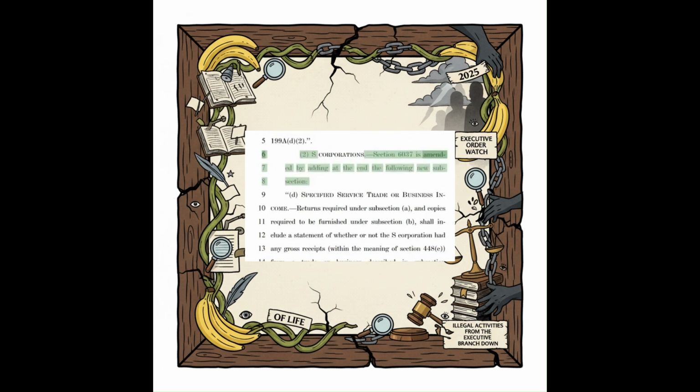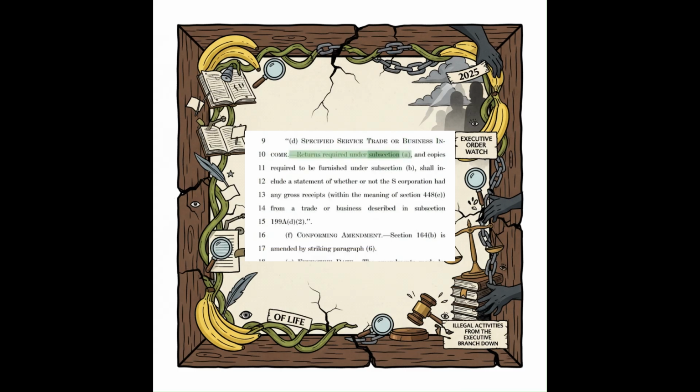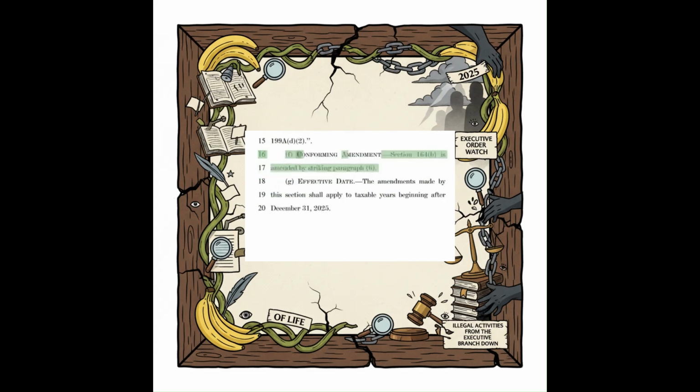Section 6037 is amended by adding at the end the following new subsection. Returns required under subsection and copies required to be furnished under subsection shall include a statement of whether or not the S corporation had any gross receipts from a business described in subsection 199A. Section 164 is amended by striking paragraph. Effective date. The amendments made by this section shall apply to taxable years beginning after December 31, 2025.